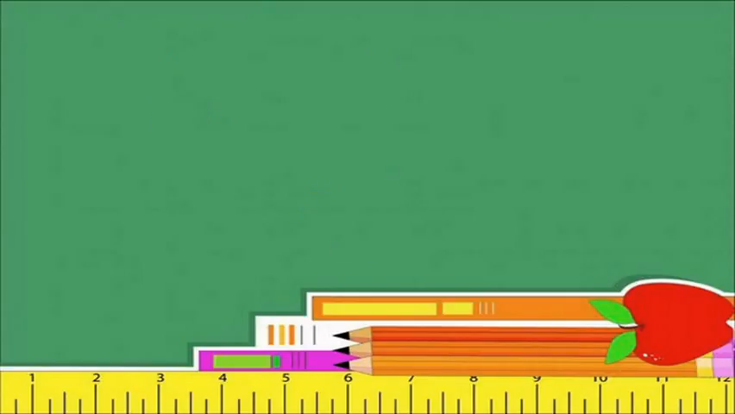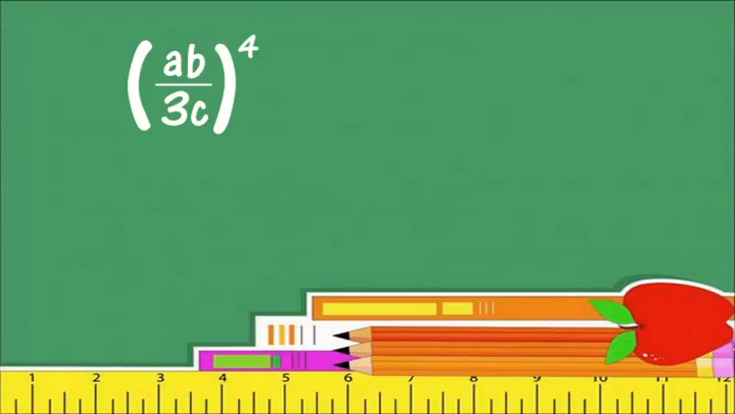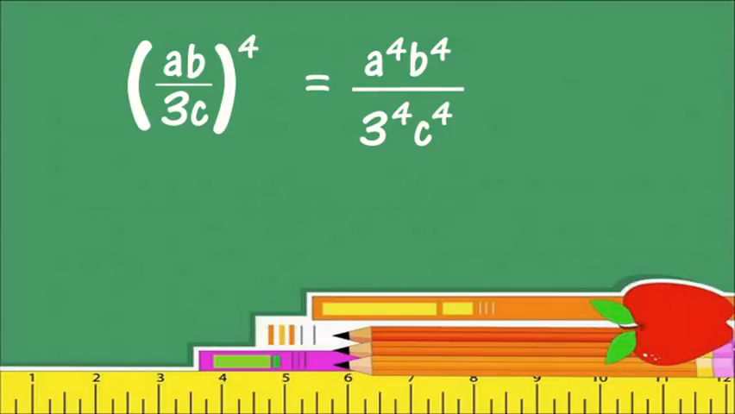For the next example, (AB over 3C) raised to 4. You have to distribute the exponent and it would be A raised to 4, B raised to 4, all over 3 raised to 4, C raised to 4. The answer would be A raised to 4, B raised to 4, all over 81, C raised to 4.